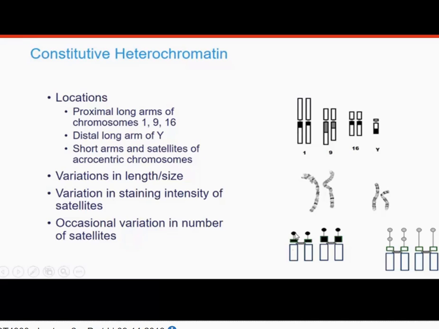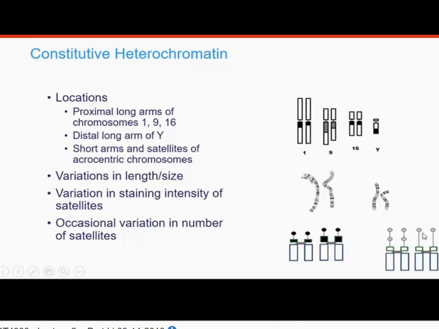Fortunately, all that's been worked out. The short arms of the acrocentric chromosomes can certainly vary in size. Now, short arms of the other chromosomes, the metacentric and the submetacentric chromosomes, don't vary in size unless there's been an abnormality. But the short arms of the acrocentrics can vary in size, and it's considered polymorphism, or clinically insignificant variation. We can see double satellites.